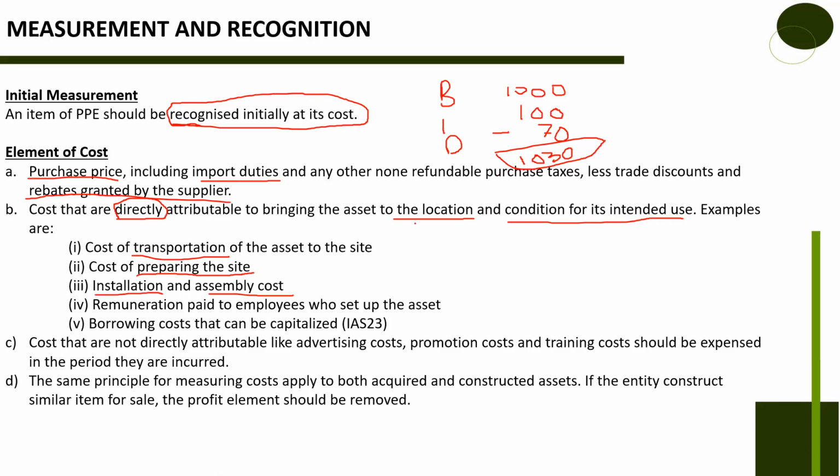If you bring it to the location, okay, I've added the cost of transportation, you drop it at your location, but you can still not use it. Anything that brings it to the location and to the condition that it is now perfect for use, all these costs are what we call directly attributable costs. You must add them to the amount that you got. So let's say this 1,030 naira, we are going to add transport cost. Let's say transport cost is 100 naira.